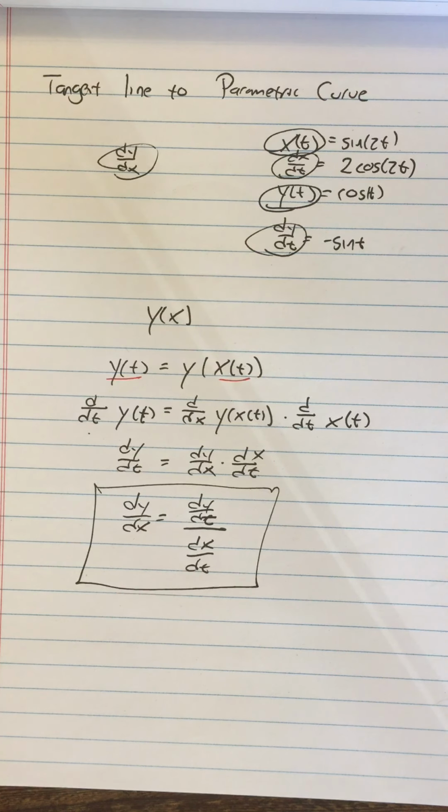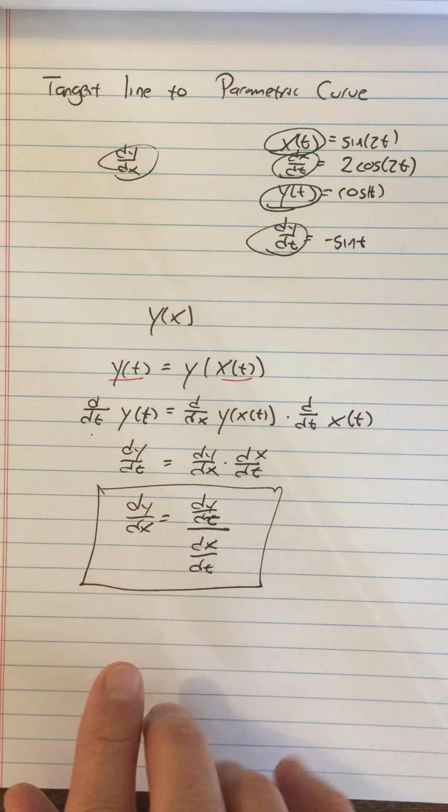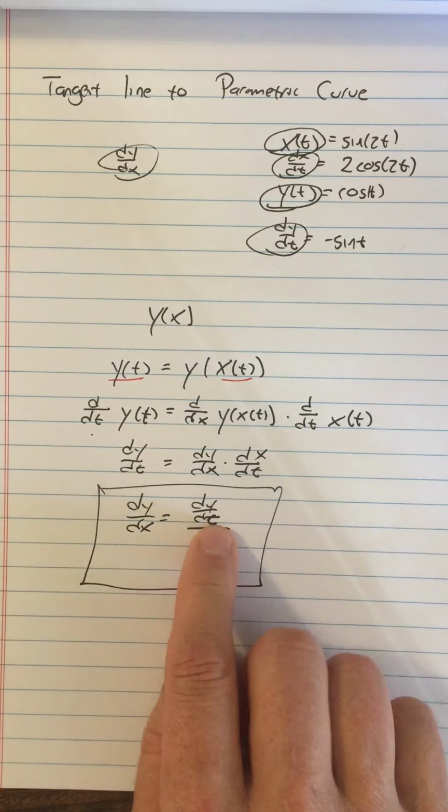So if you're really curious about how to prove the chain rule, you can look that up online. There's probably a billion cool videos about it. I'd be happy to talk to you about it. However, it's not really the scope of our course. So what we're going to really focus on is that the derivative with respect to x is dy dt over dx dt.